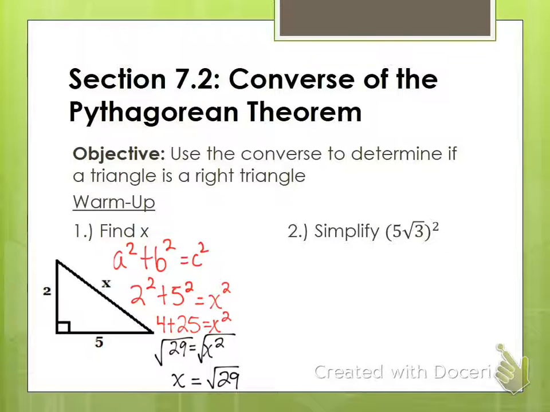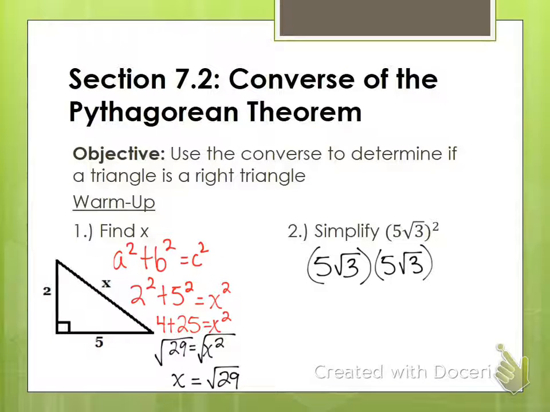All right, on number 2, we are simplifying an algebraic expression. 5 radical 3, the whole thing gets squared. When you square something, you are multiplying it by itself. So if you needed to see this expanded, you could write 5 root 3 times 5 root 3.